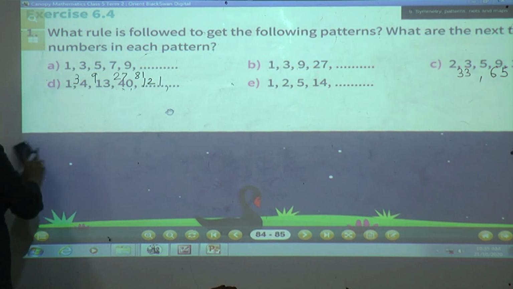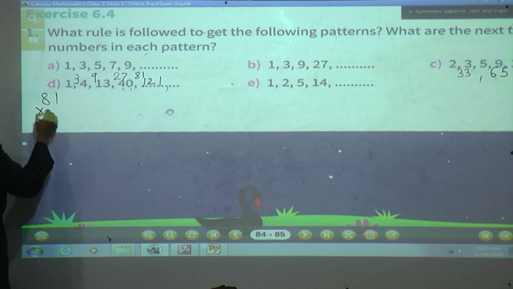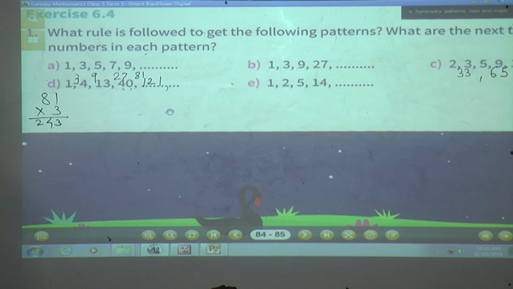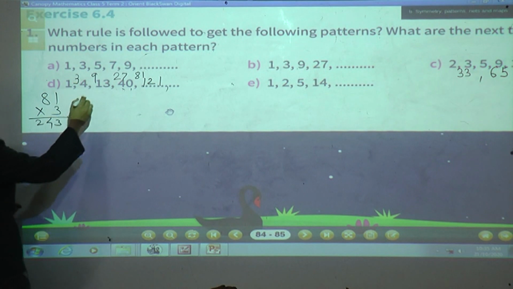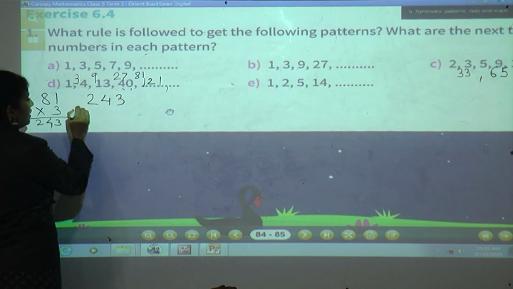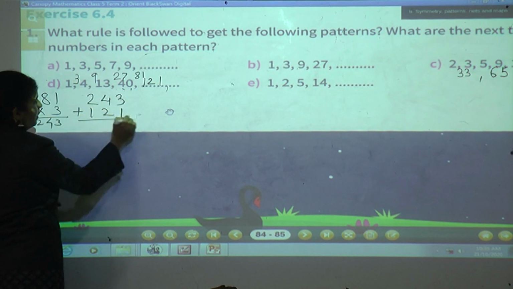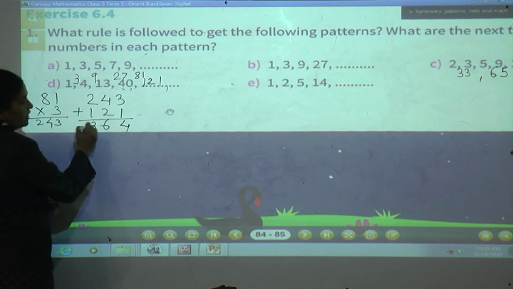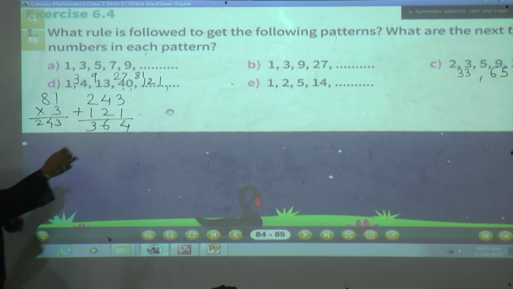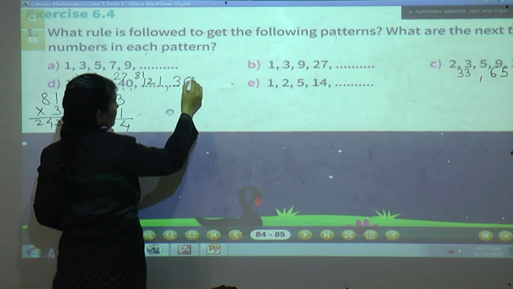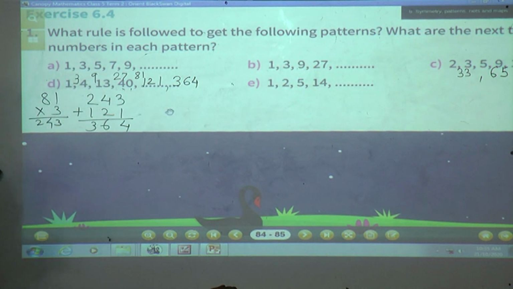Here 81 by 3. 243. Now add this 243 into 121. So the addition, 364. So here is the answer. Now next pattern. See here.